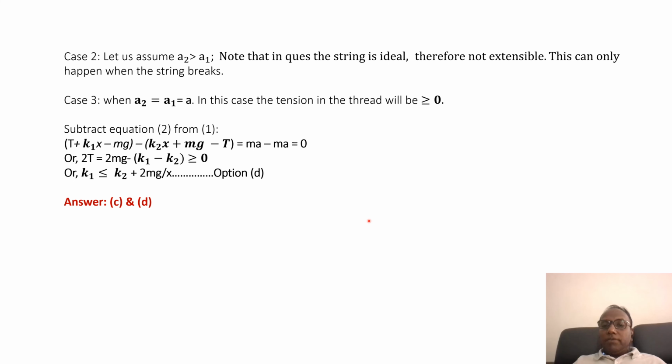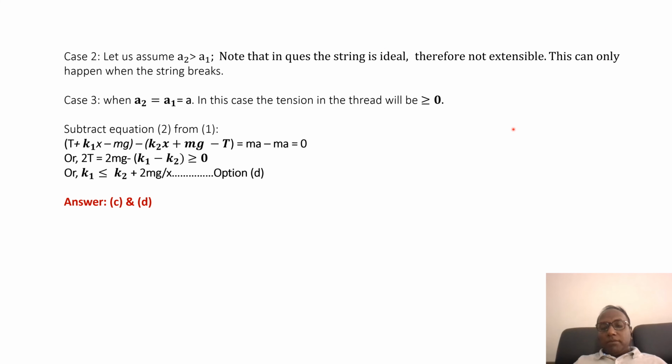In the second case, if we take a2 greater than a1, means block B coming down faster than block A going up. This can only happen when your string is broken, otherwise not. So there is no such option given in your question. So this case we can discard.